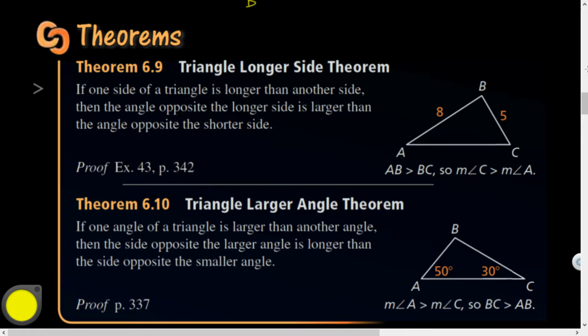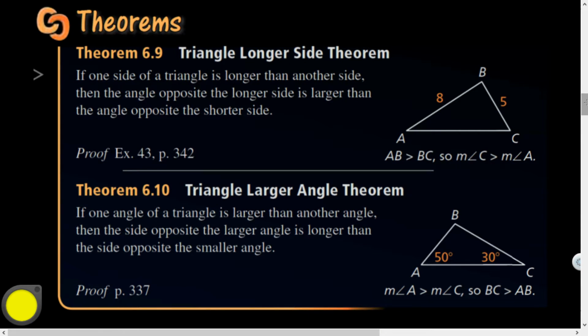So Lauren, here are two theorems. The triangle longer side theorem. What a great name, really. If one side of a triangle is longer than another side, then the angle opposite the longer side is larger than the angle opposite the shorter side. So here 8 is bigger than 5, therefore angle C is going to be bigger than angle A. That's the claim. If you want proof, apparently example 43 on page 342.